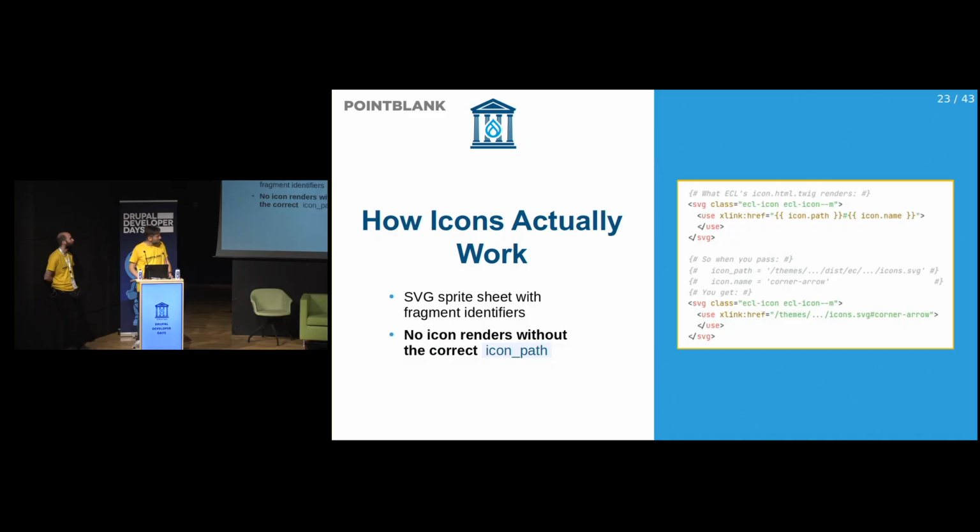So, yeah, ECL icons. Let's demystify this. ECL uses an SVG sprite sheet. The icon template builds an SVG use element that references a specific icon by fragment identifier, hash plus the icon name. If the path is wrong or missing, you get an empty SVG element. No error, no warning. You just get a blank space where your icon should be. This is one of the most common gotchas for newcomers.